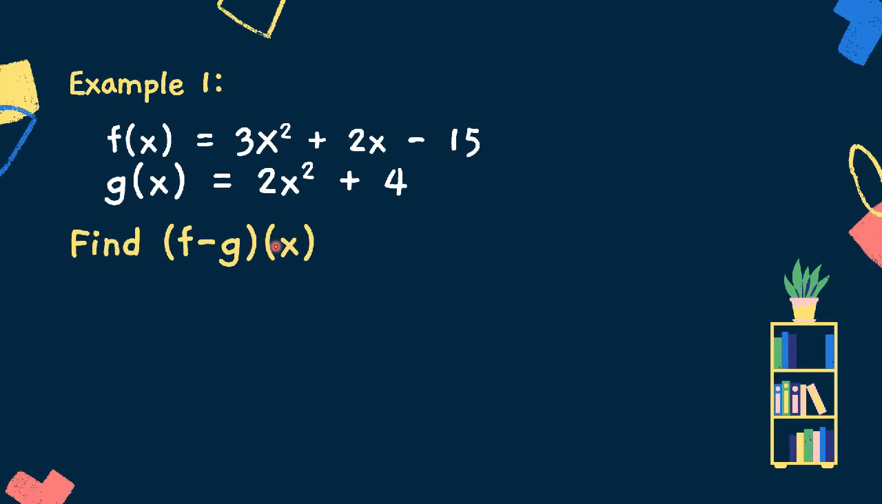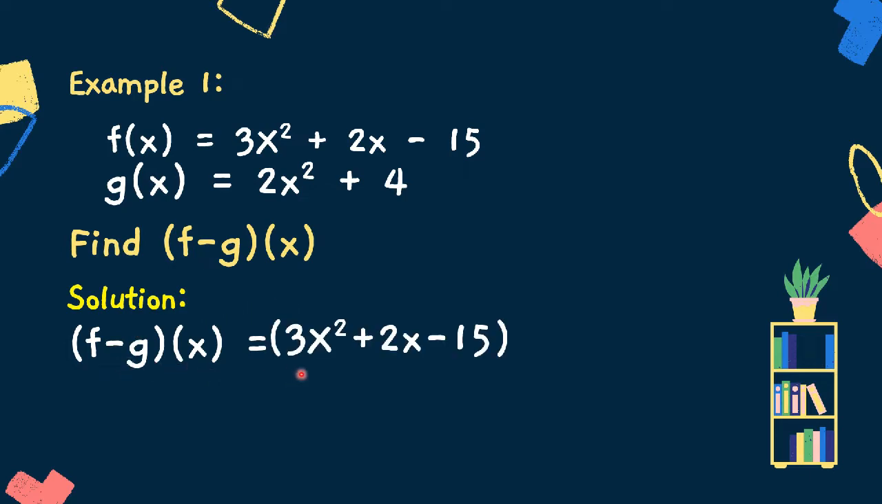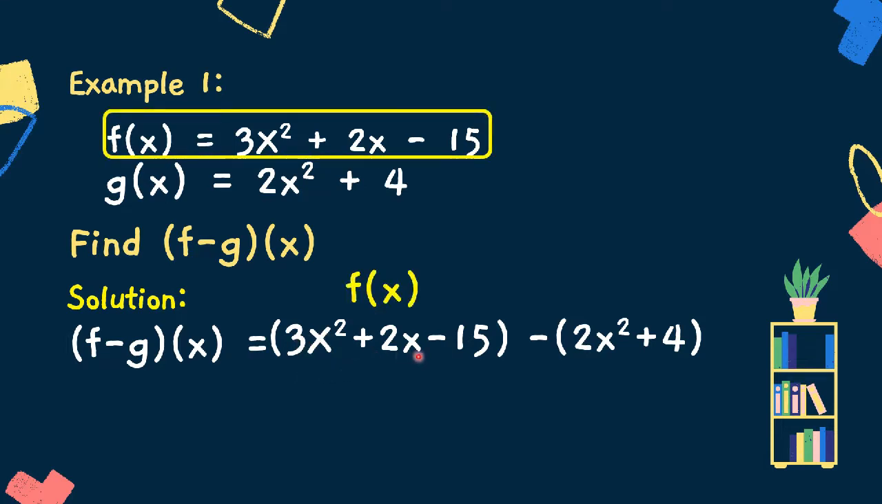So to solve for the difference of the two functions, we simply follow the steps. So we have here the formula f minus g of x is equal to, so take note that our f of x is 3x squared plus 2x minus 15. We subtract it by 2x squared plus 4, which is the value of your g of x. So in subtracting functions, we simply subtract the minuend to the opposite of your subtrahend, or change the signs of your subtrahend to its opposite sign and proceed to addition.